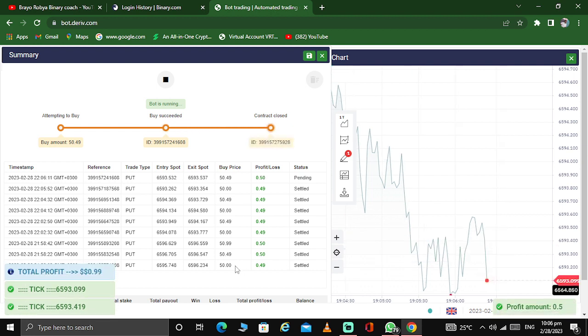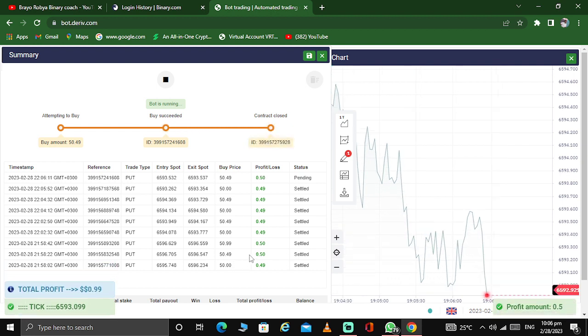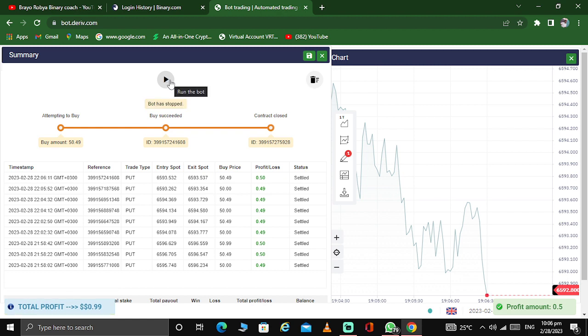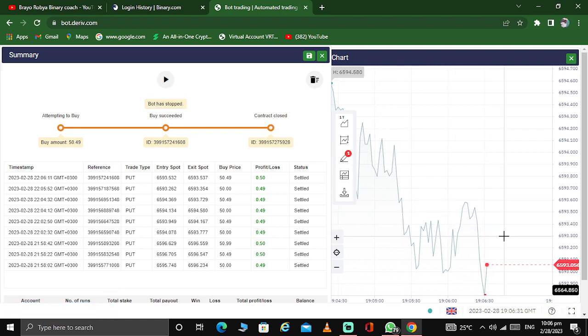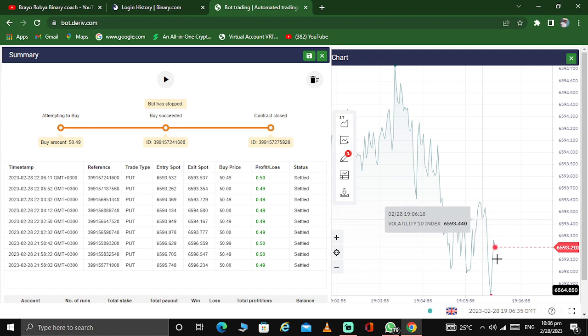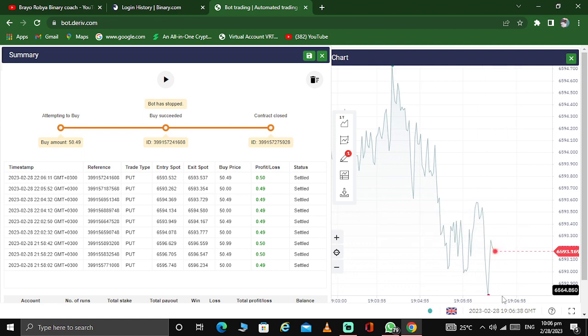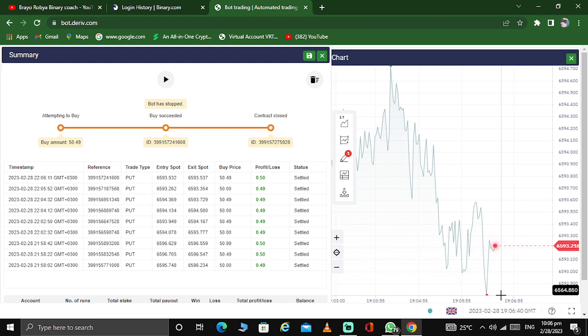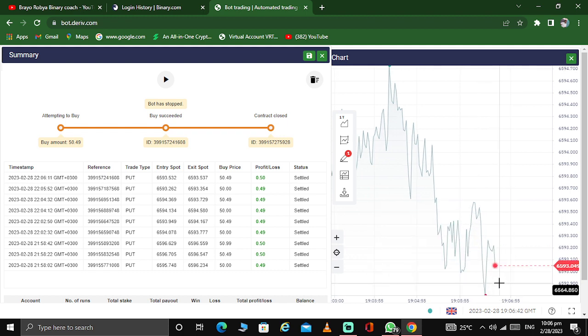So as you can see, what is happening right here. The bot is moving down. I have to stop it. So I think you have seen what I've done here. It made a huge spike. I had to stop it before it makes another run.